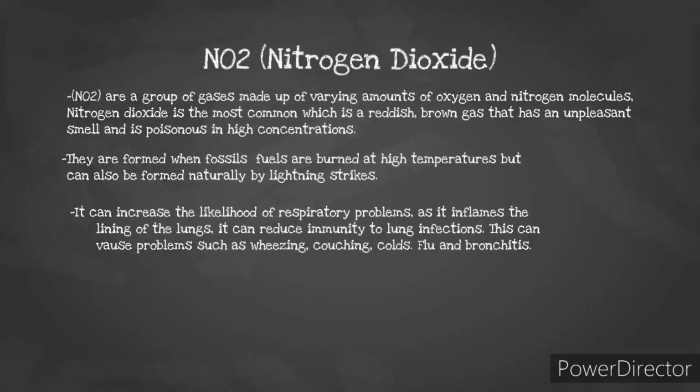The second type of primary pollutant is nitrogen dioxide. Nitrogen oxides are a group of gases made of varying amounts of oxygen and nitrogen molecules. Nitrogen dioxide is the most common, a reddish-brown gas that has an unpleasant smell and is poisonous in high concentration.